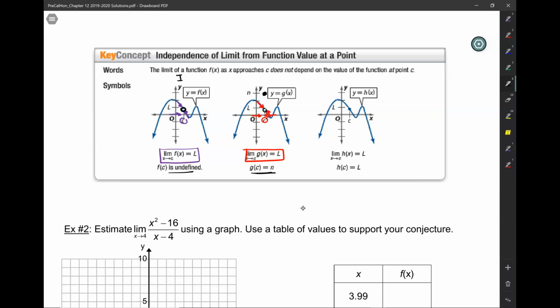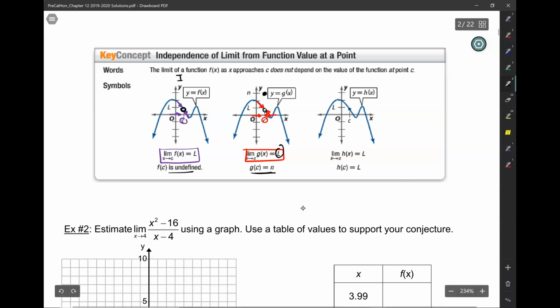Okay, so this is the second scenario, and we're going to go through these in a lot more detail in the coming days, where it's possible that the limit is one value and f of c is another value.